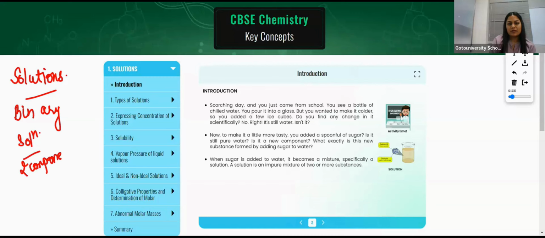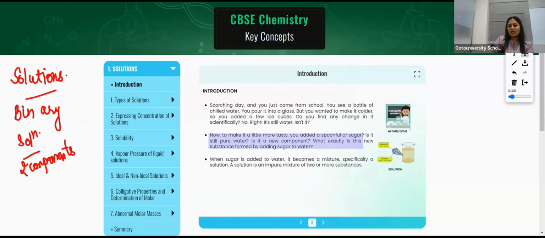For example, if you read the introduction here, in a scorching day you just came from school. We are talking about summer days when it's a very scorching, heatful day, and you came from school and you see a bottle of chilled water. But you wanted to make it cooler, so what do you do? You add ice in that, right? Do you find any changes scientifically when you add ice cubes in water? No, right? It still remains water, but it turns cold.